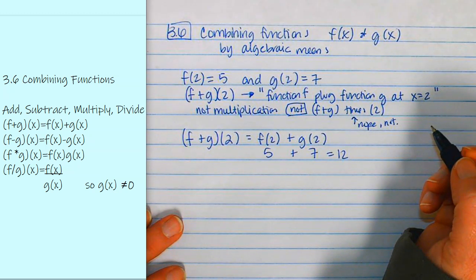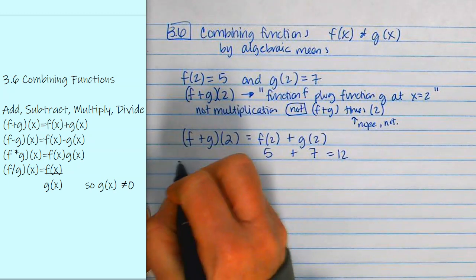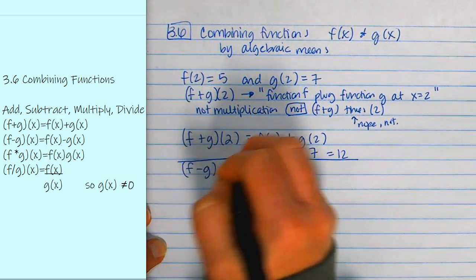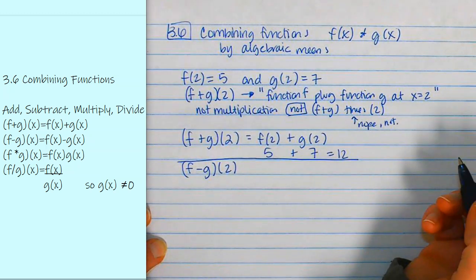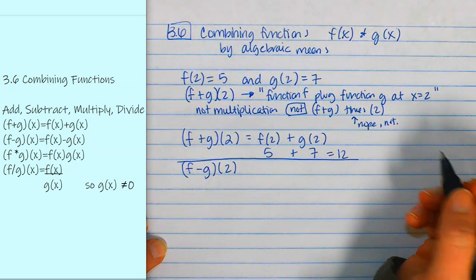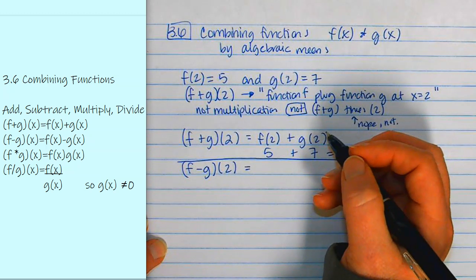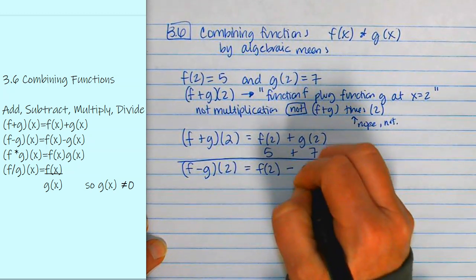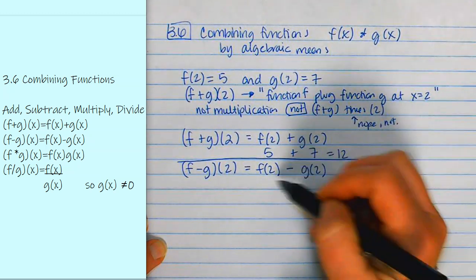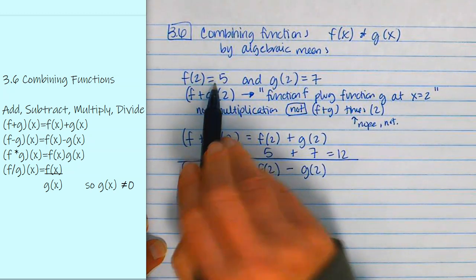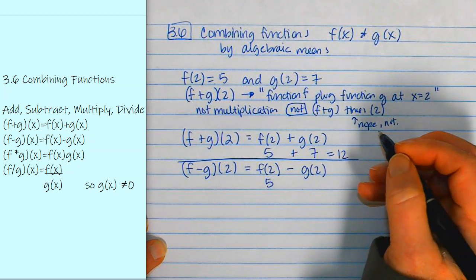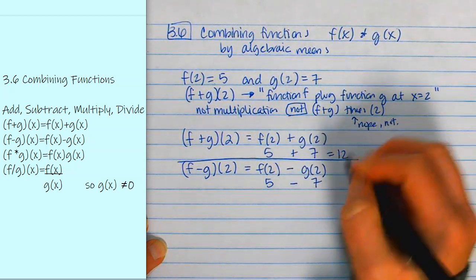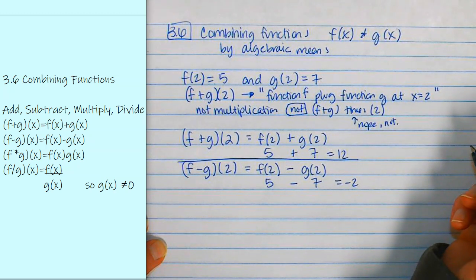Hopefully that feels very straightforward. Next, we're going to say, well, what if we say f minus g of 2? So of 2, not multiplied by 2. That means that we're going to find f of 2. We're going to subtract g of 2. So we go find these functions. Here they are. We write 5 for f of 2. We write 7 for g of 2. We're going to subtract them, and we get negative 2 this time.